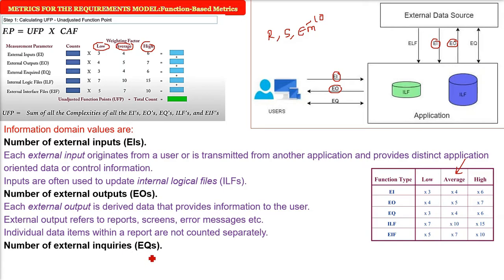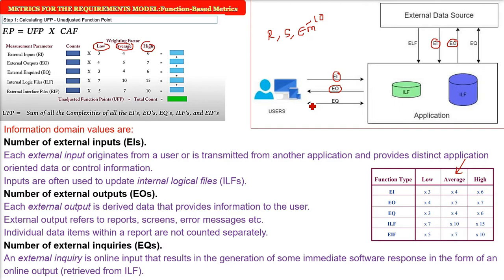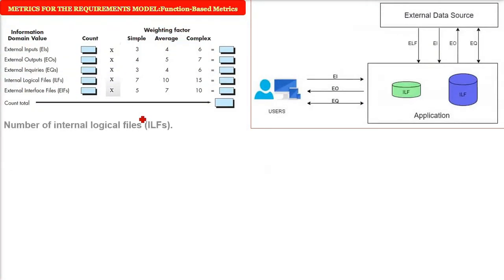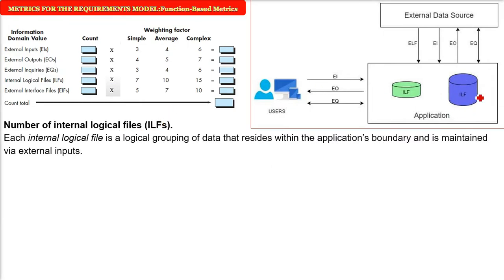Number of external inquiries, EQs. Now this external inquiry is the input which gives you a software response as an output, which is actually coming from the ILF. What is ILF? Number of internal logical files. Each internal logical file is a logical grouping of data that resides within the application boundary and is maintained via the external inputs. So these are internal logical files.